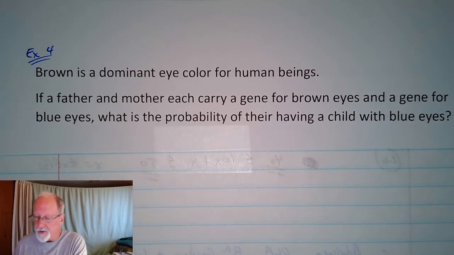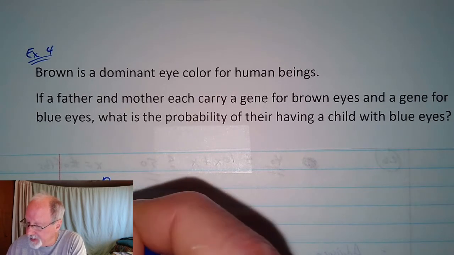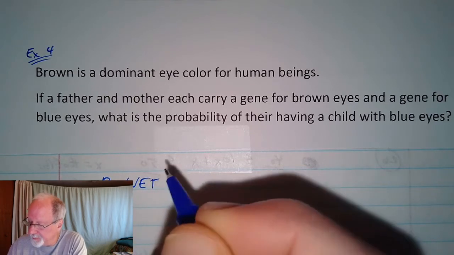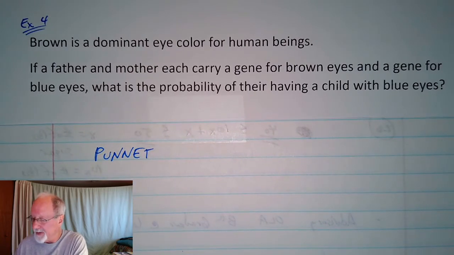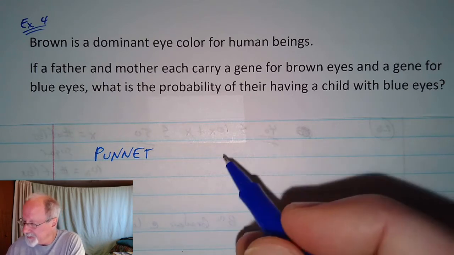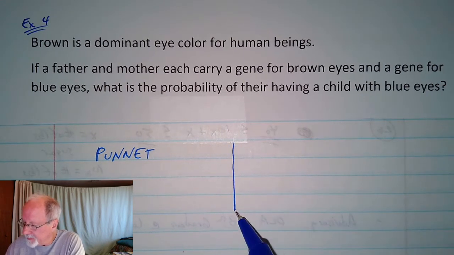Example 4, if you remember back in your 7th grade science class, Punnett squares, P-U-N-N-E-T-T, Punnett squares. So this is a problem related to that. Example 4 in the book is very good. It explains it well. I'm just doing another one similar to it here. So brown is a dominant eye color for human beings. If a father and mother each carry a gene for brown eyes and a gene for blue eyes, what's the probability of having a child with blue eyes? So they're wondering about the recessive. So the Punnett square, we do make a square.